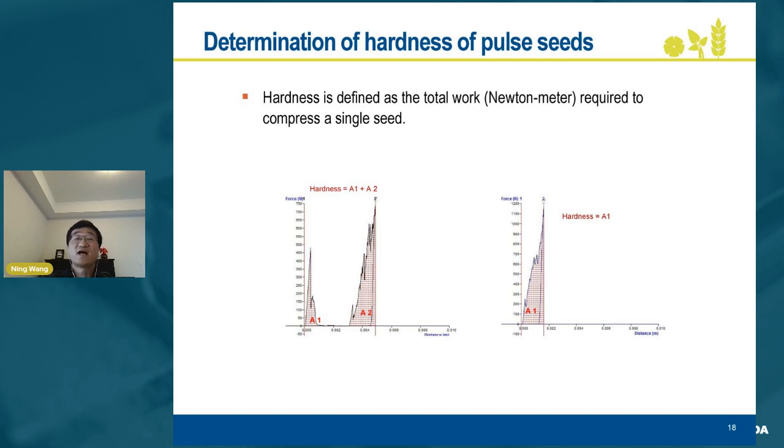In our study, we defined the hardness as the total work required to compress a single seed. We used the total work rather than the force to define hardness to reflect the effect of seed size, because pulses have different sizes. For a larger seed, the probe needs to travel a longer distance to compress the seed. So if you have two peaks, the hardness would be the area under this curve, A1 plus A2. If you only have one peak, the hardness would be only the area under it, which is the total work required to compress a seed.